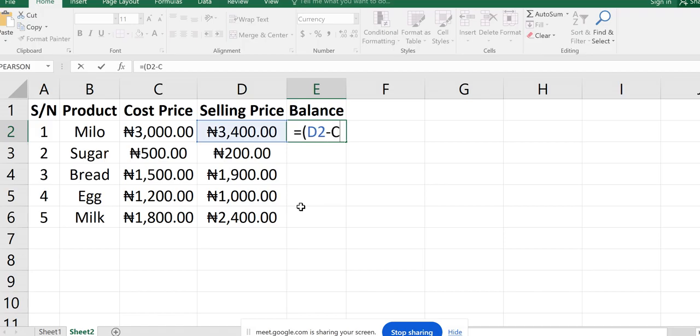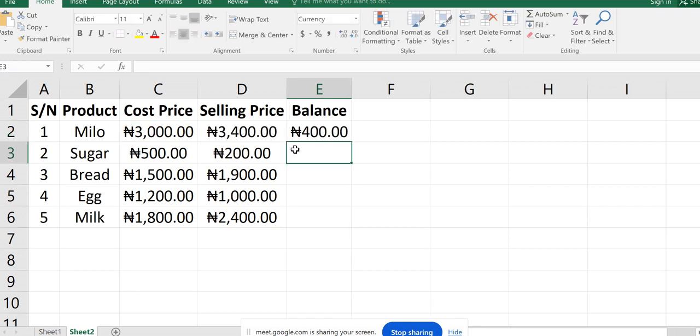minus C2. We were creating a model that every one of our balances will follow. D2 minus, you use your normal dash after 0. After 0 is where you have your dash. Then you close the brackets. After closing brackets, you press enter. Now, this is the result. You observed it gave me in Naira because I formatted this place also in currency. So this is how to get this.